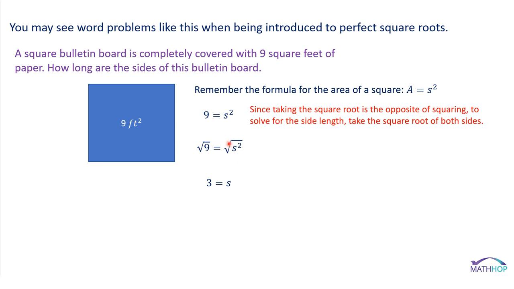So once I square root something raised to the second power, they cancel each other out. They're opposite or inverse operations. They will cancel each other out. I am just left with s.